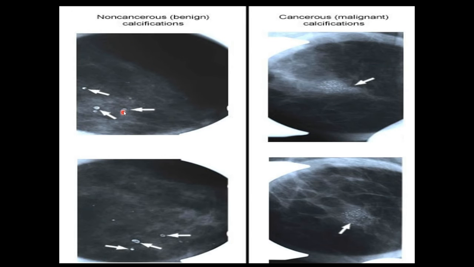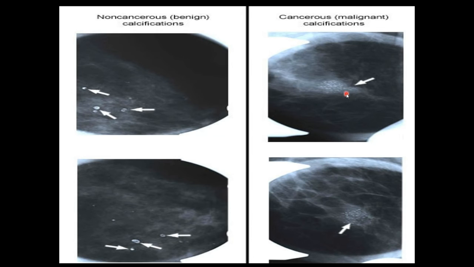Round calcifications with central lucency are indicative of vascular calcifications, and they are benign. And you can see here there is a radiopaque mass with central microcalcification. So it may be cancerous. We have to perform biopsy in this case or in this patient.